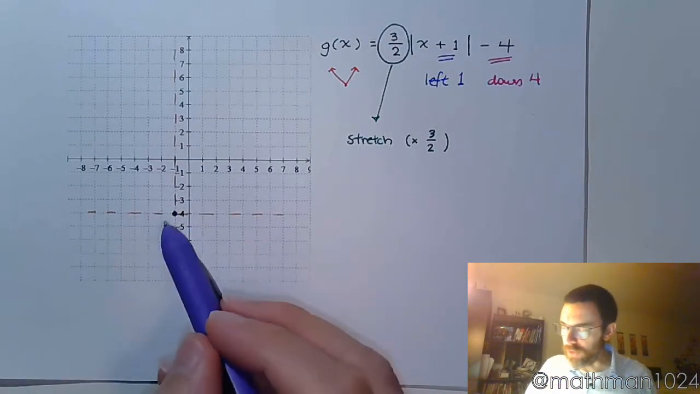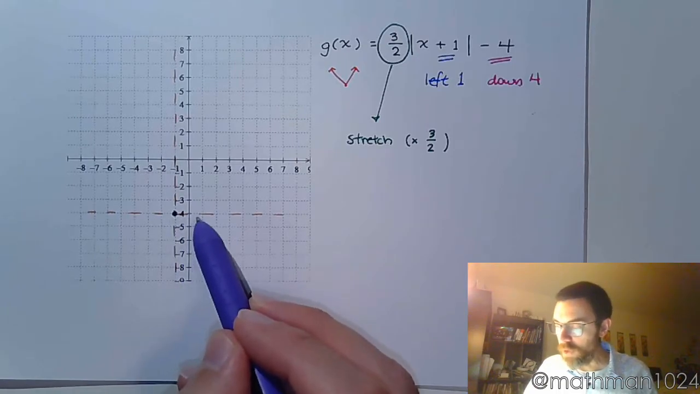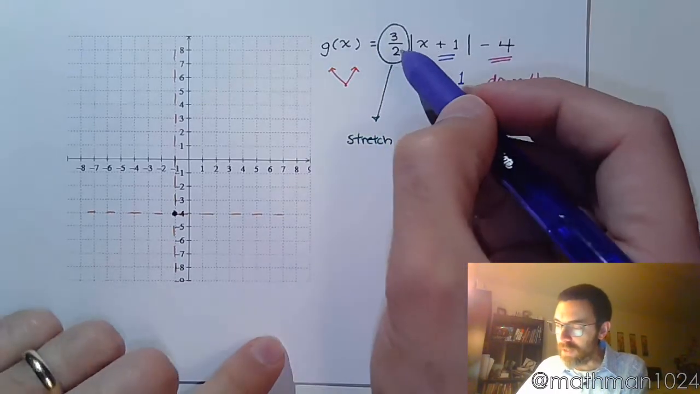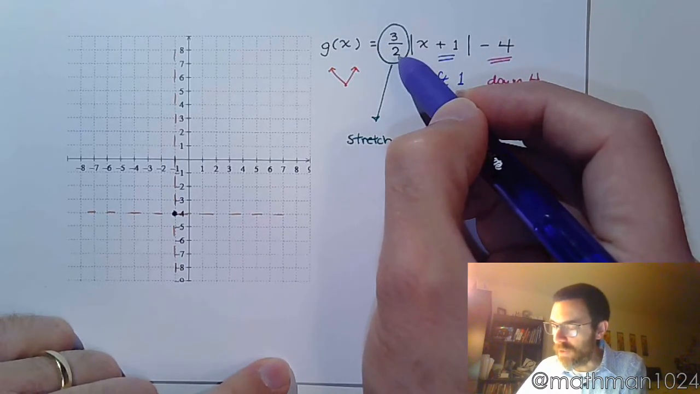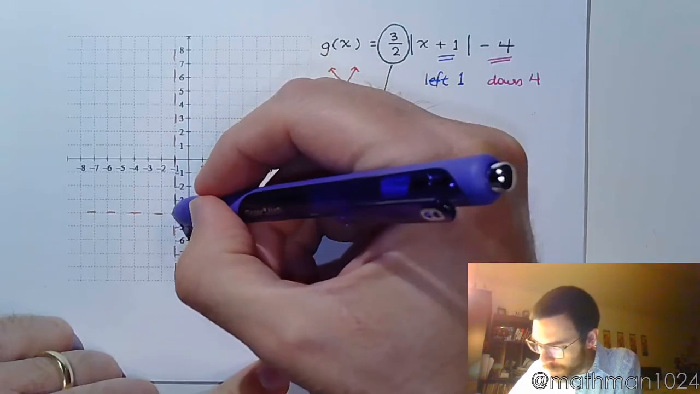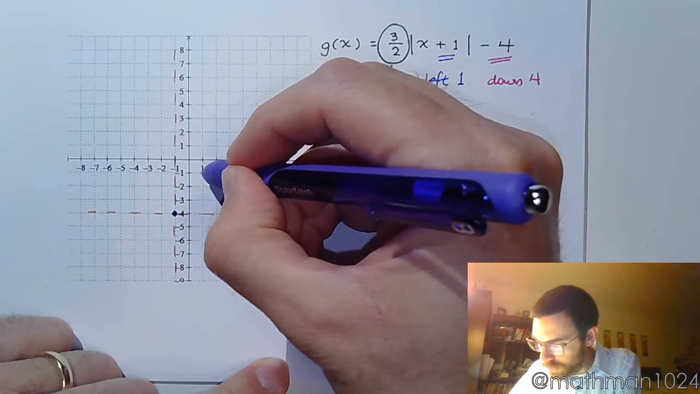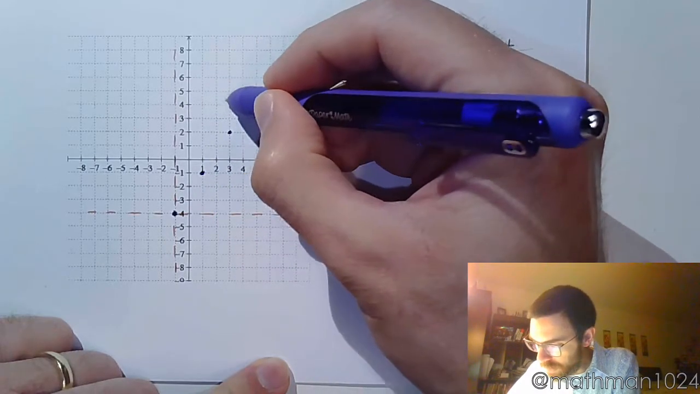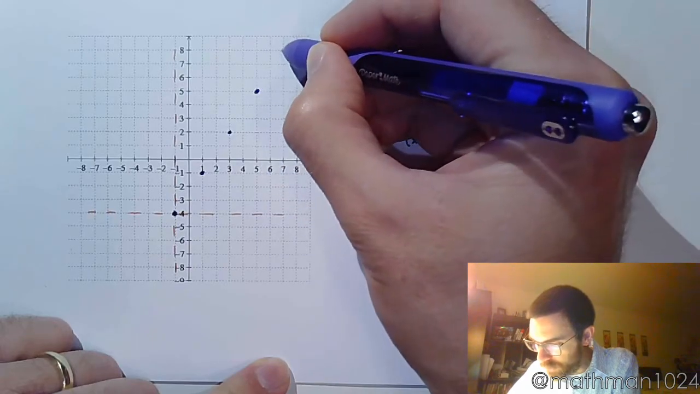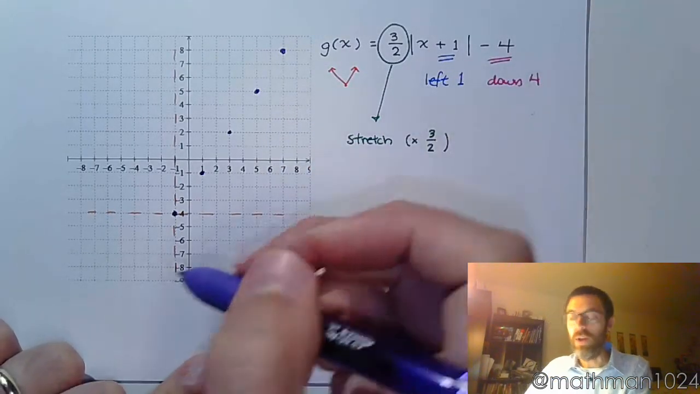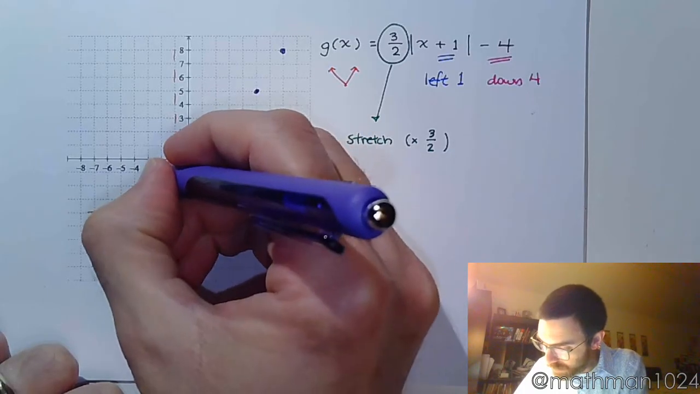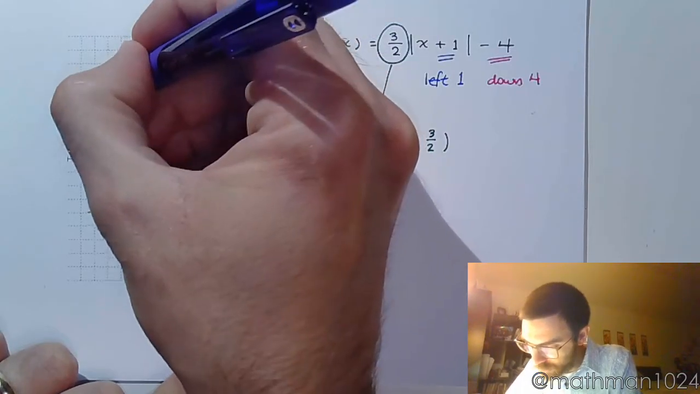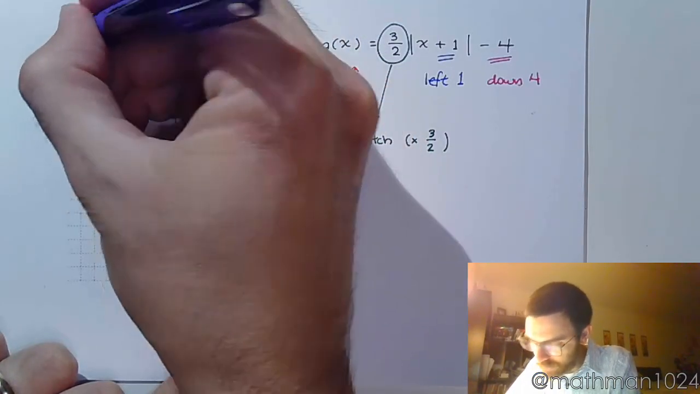Now, I could label this and say, okay, this is going to be my new 0, 1, 2, 3, and so on. But I mentioned with absolute value and their linear sections that I can just take this 3/2 and use it like a slope. So from here, I'm going to go up 1, 2, 3, and over 2. And I'm going to keep doing that until I run out of space. Up 3, over 2, up 3, over 2, and so on. And you want to do that on the other side, on the left side, to get more points.